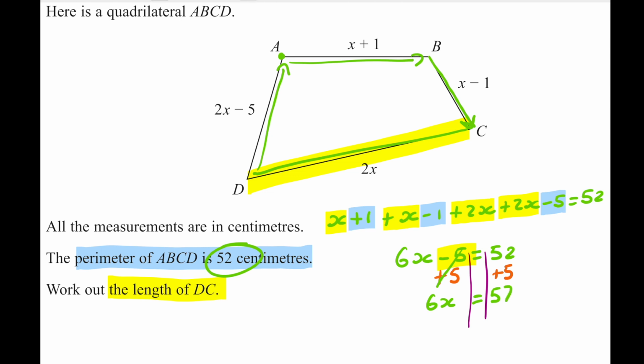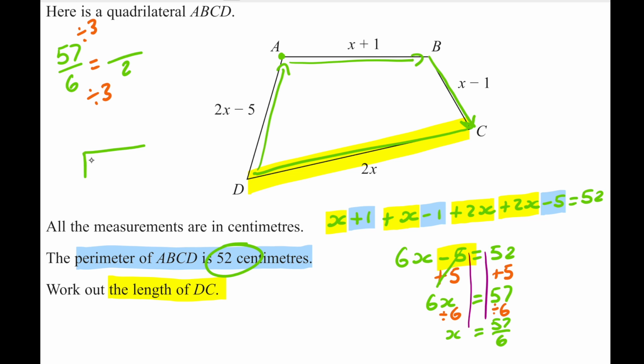We want x and not 6x, so you're going to divide by the coefficient, the number in front. So we divide both sides by 6, which then gives us x is equal to 57 over 6. I'm going to simplify that a little bit here. So 57 over 6, both of them are divisible by 3. So I'm going to divide the denominator and the numerator by 3. Denominator is nice and easy. 6 divided by 3 then gives you 2.